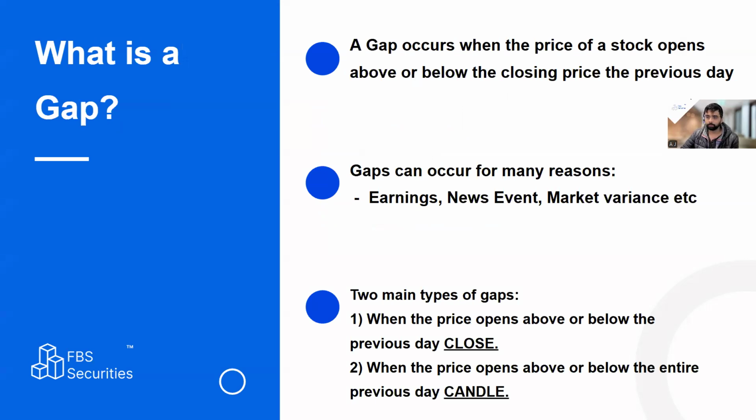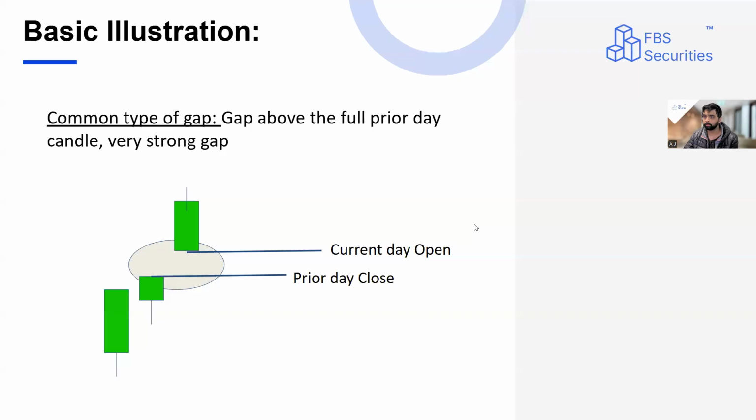There are two main types of gaps. One is when the price opens above or below the previous day's close, and the other is when the price opens above or below the entire previous day candle, or an entire area. We'll get into some examples.